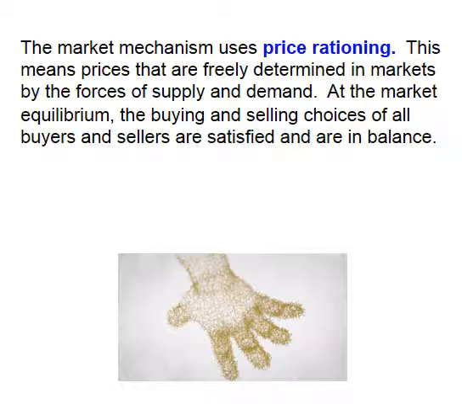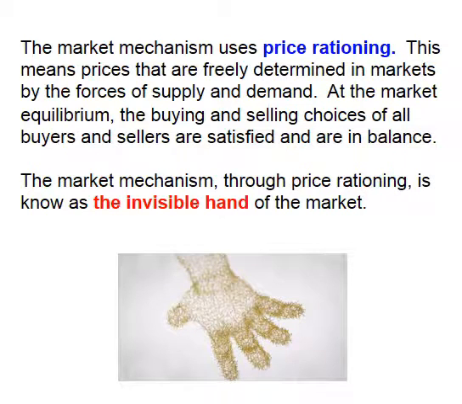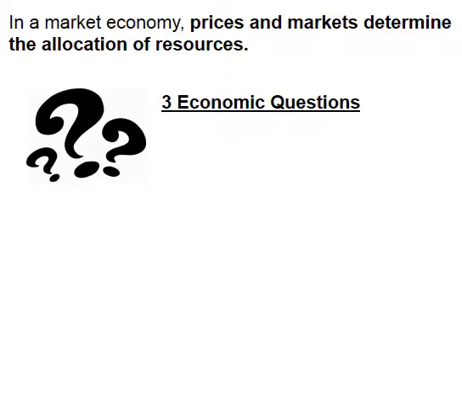And this is one of the key ideas, looking at the forces of supply and demand and how they interact. At the market equilibrium, the buying and selling choices of all buyers and sellers are satisfied and are in balance. In other words, where the supply curve meets the demand curve. So the market mechanism through price rationing is known as the invisible hand of the market. In a market economy, prices and markets determine the allocation of resources.